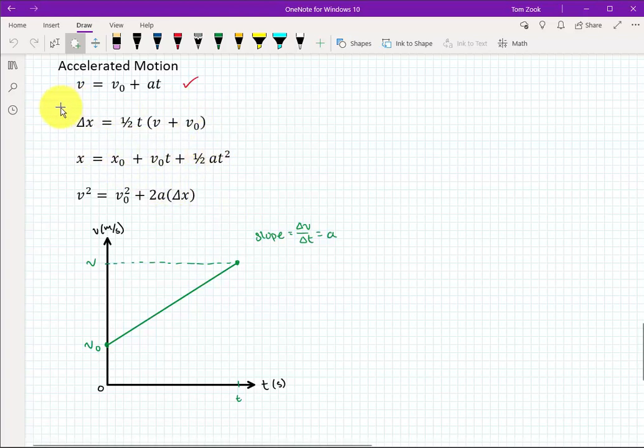The second equation is going to come from the displacement. So here, delta x represents displacement, not a specific position, but how much you've changed position. And we said that the area trapped between a velocity graph and the time axis, this area right here, would represent the displacement. So let's go ahead and prove that we can get this equation right here from this graph.